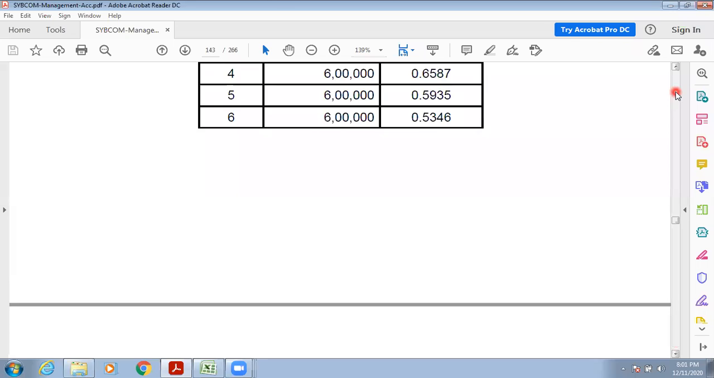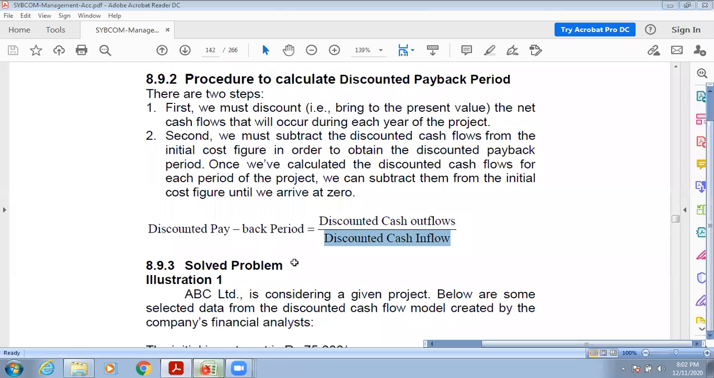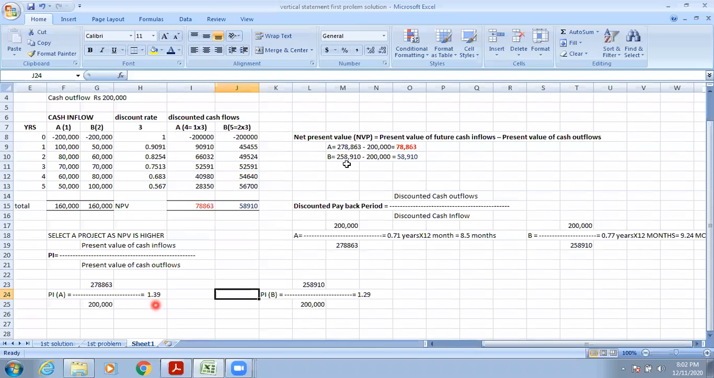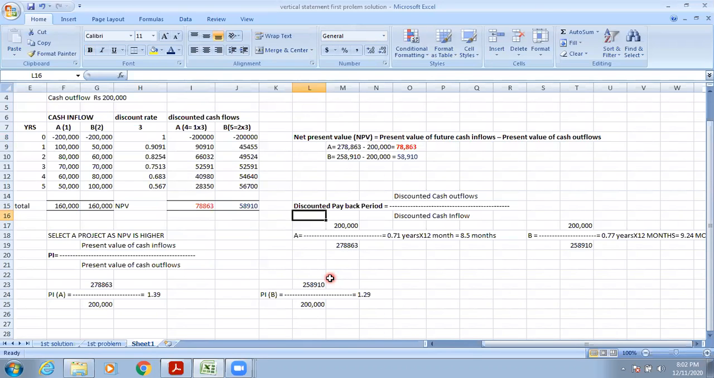Once you know the present value of cash inflow and outflow, you can find out these three things: net present value, profitability index, and discounted payback period. In this chapter we also learned the normal payback period, which is cash outflow divided by cash inflow. In the discounted payback period, it is discounted cash outflow divided by discounted cash inflow. That is the difference between the normal and discounted payback period.